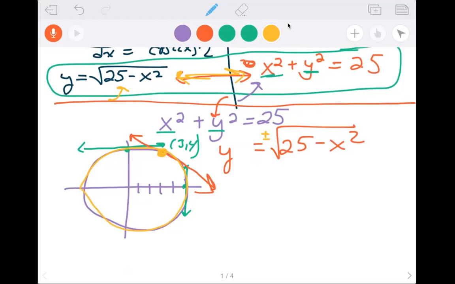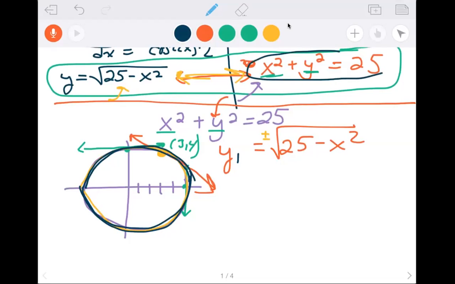But if I piece together the two functions, the positive square root of 25 minus x squared and the negative, my TI-84 can graph that. I just would have to do y1 equals the positive, y2 equals the negative, and it would graph two different semicircles. Whereas if I go to Desmos, which doesn't require the relationship to be a function, I can enter x squared plus y squared equals 25 and it'll make the circle.